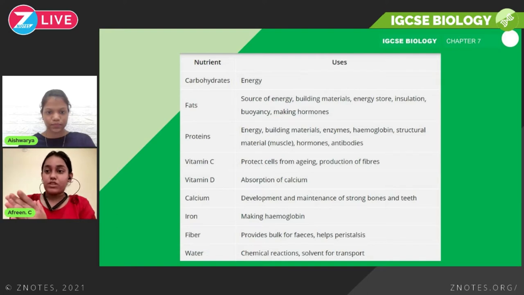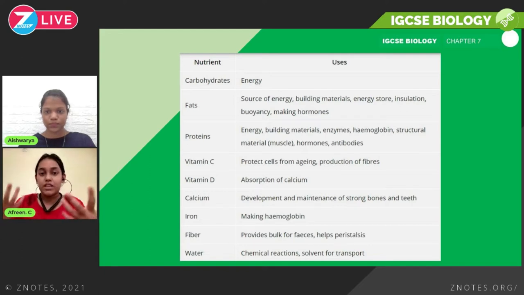Then there's fats. Fats are also a source of energy. They also help in building materials, and they're an energy store. They give you insulation, allow buoyancy, and take part in making hormones. And then there's proteins. Proteins provide building materials like tissues. Enzymes are proteins. Hemoglobin is a protein. There are structural materials like muscles that are made of proteins. And hormones are made of proteins, and antibodies are also proteins. All the main processes and chemicals that keep you alive and healthy, a lot of them use proteins or are proteins.